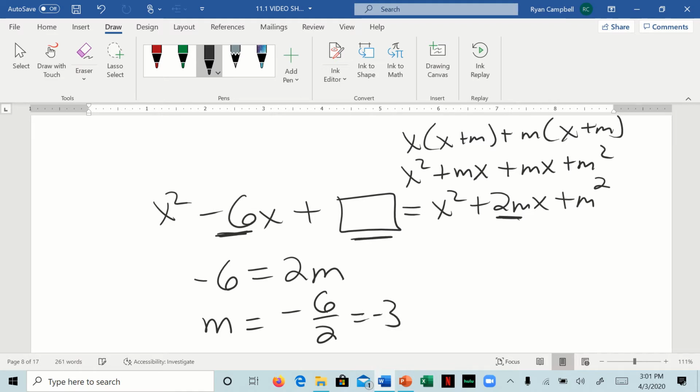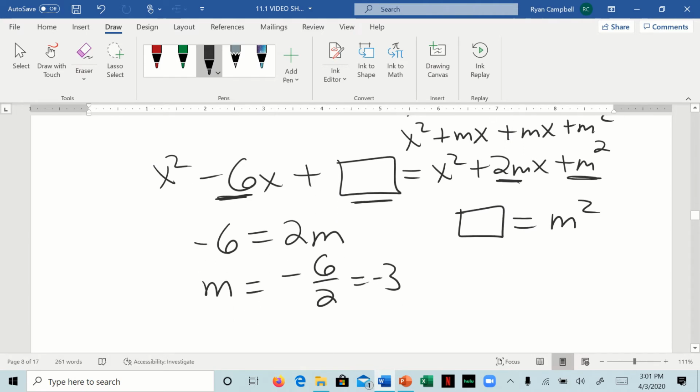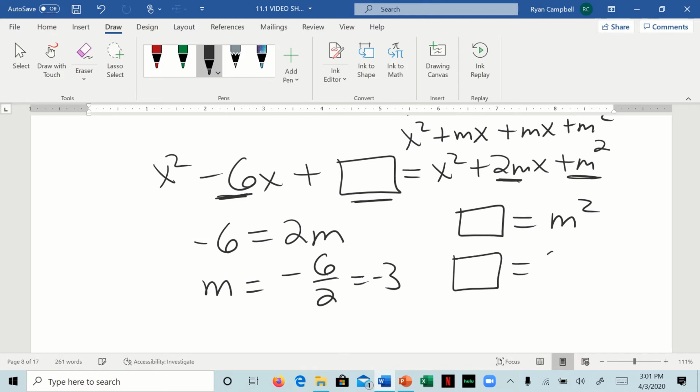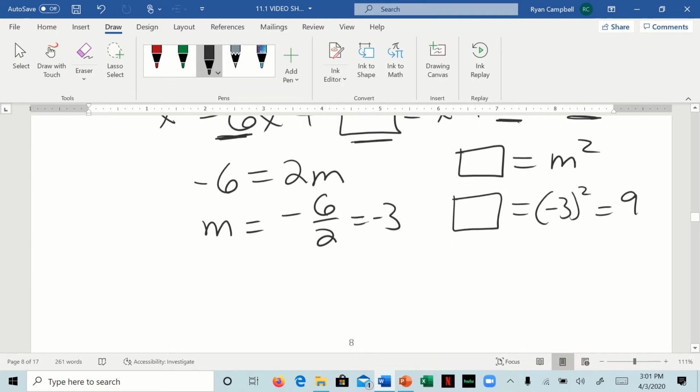And then, of course, the number by itself should also be the same thing. That number is going to be m squared, which means that number is negative 3 squared, which is 9. So 9 is the answer. If you add 9, you should end up with a perfect square, which we can see if we add 9 to that.